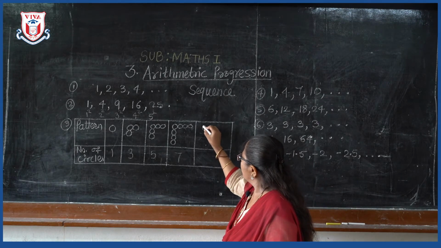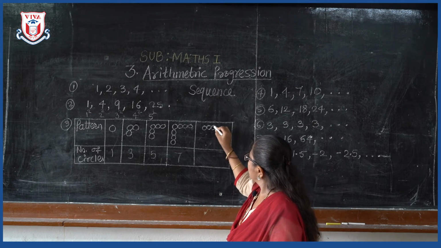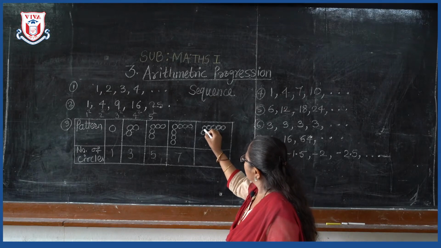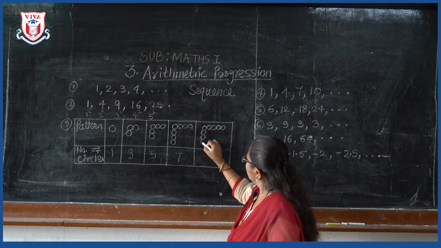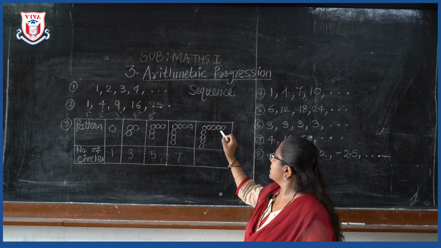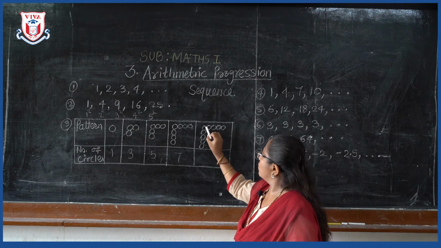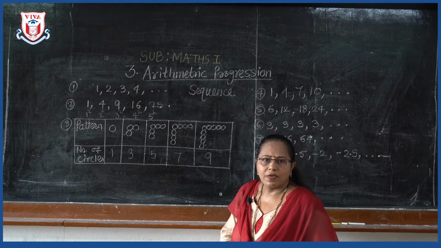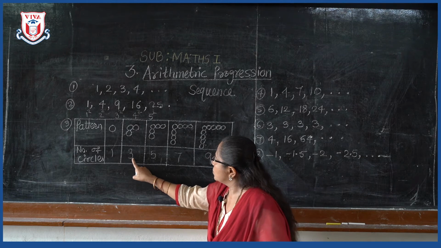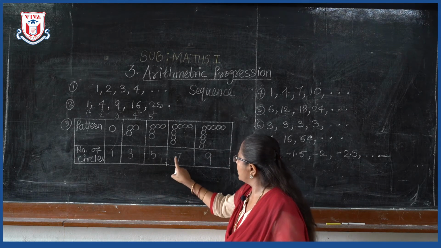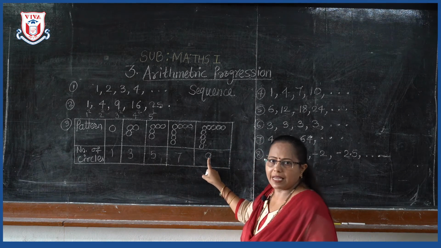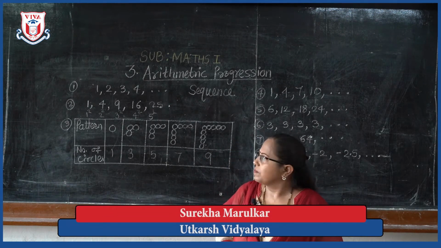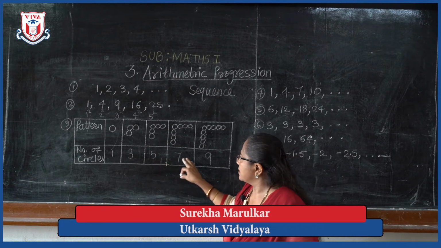See, 1, 2, 3, 4, 5 and here also 1, 2, 3, 4. So how many circles are there? 1, 2, 3, 4, 5, 6, 7, 8, 9. See, you can find out the pattern. 1 plus 2, 3; 3 plus 2, 5; 5 plus 2, 7; 7 plus 2, 9. This way you can find out the next pattern. Followed? So these are sequences.